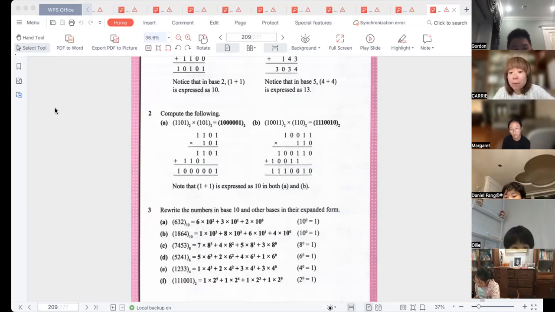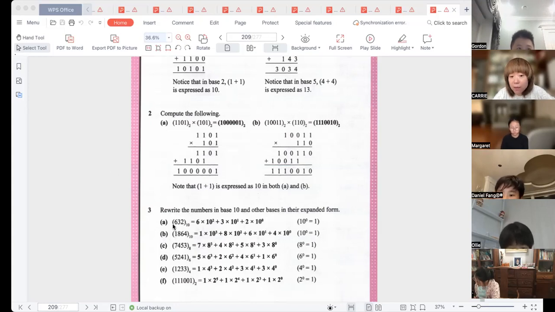Remember, 小朋友们有没有记过？We learned how to transfer and how to calculate base 2 and base 3. So how to transfer a base 2 number to a base 10 number, and how to transfer a base 10 number to base 2. That is how we do it, okay?